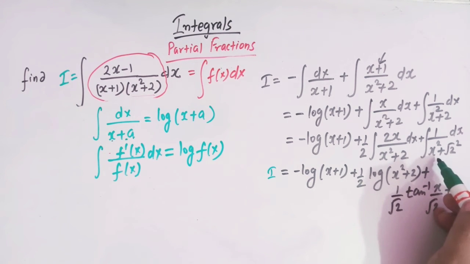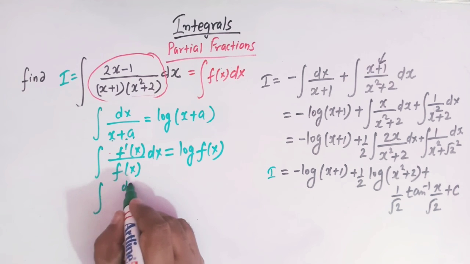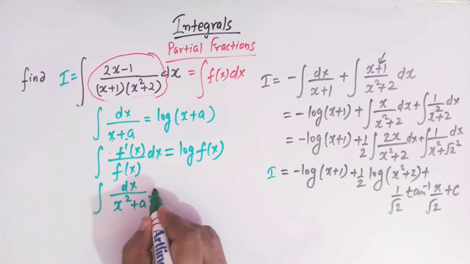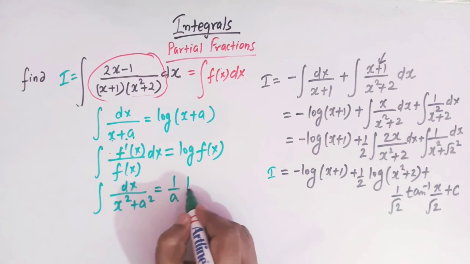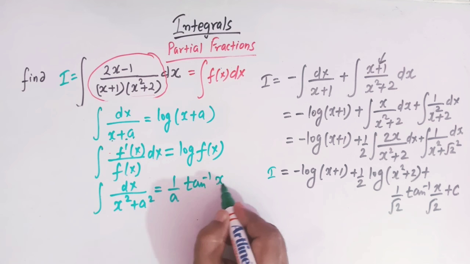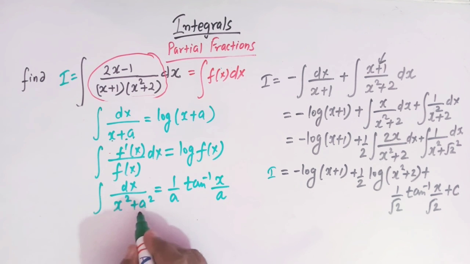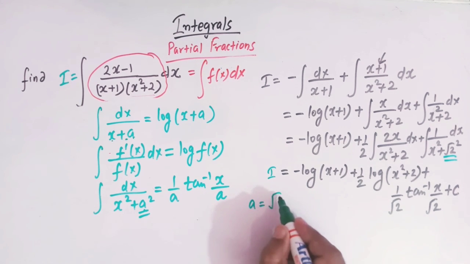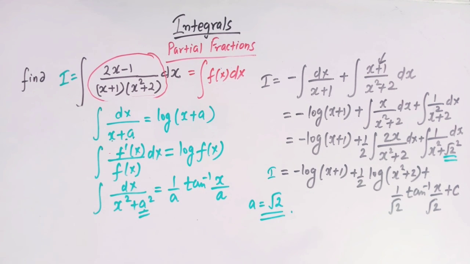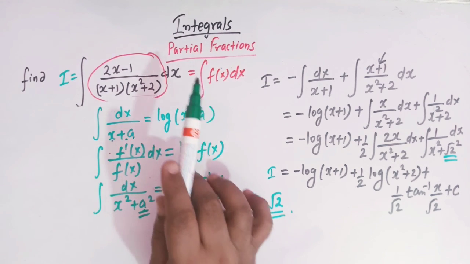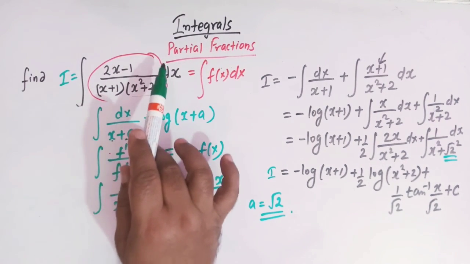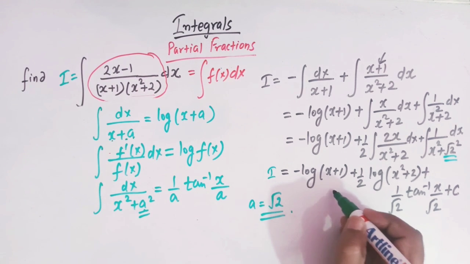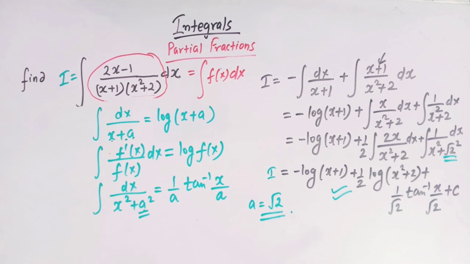And in the third integral we have used the result, that is 1 over x square plus a square is 1 over a tan inverse x over a, right? So for a, here we have a is equal to square root of 2, right? So this is how, by method of partial fractions, or we can say by decomposing this integrand into partial fractions, we have obtained the desired integral.